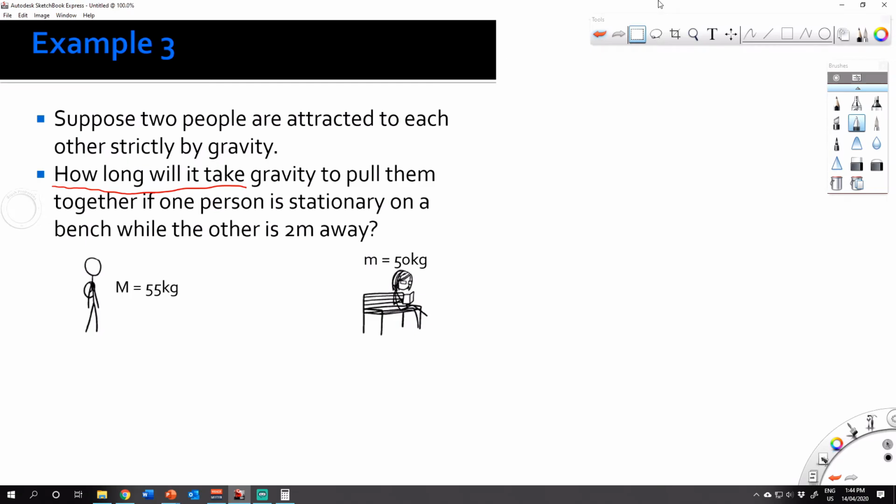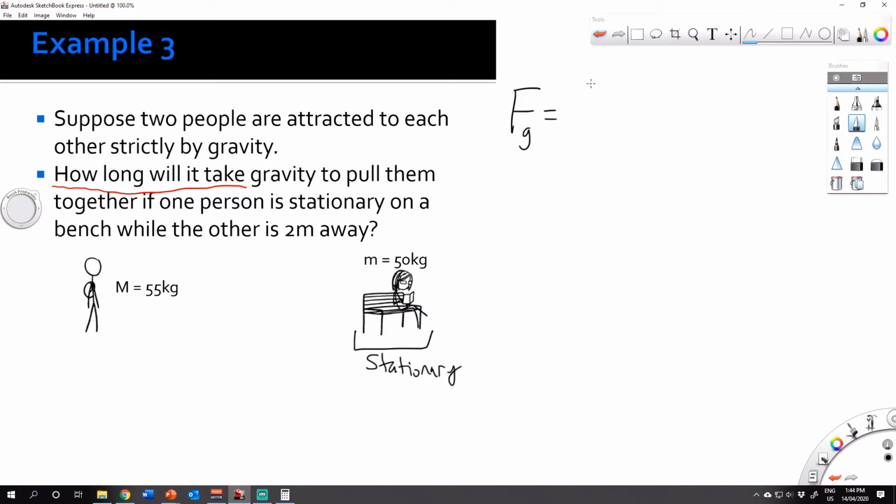All right, so let's do our first thing. Let's calculate the force of gravity. So we're going to assume that the person on the bench is stationary. This makes the problem a little simpler. Not entirely accurate though, because if both people were not stationary, then they would both be moving towards each other. So the actual time might be slightly smaller if they were not stationary. But we'll assume this person is stationary. Being on the bench, we'll say that person doesn't move.